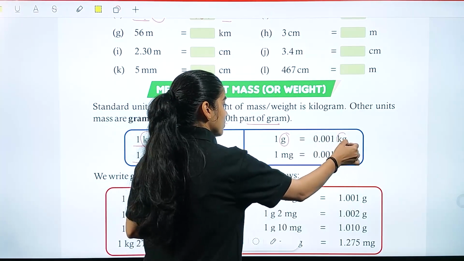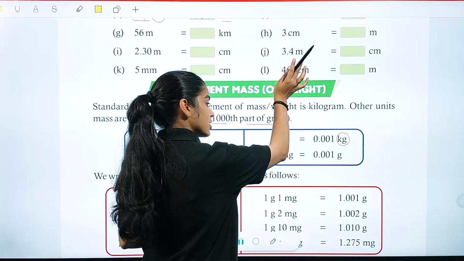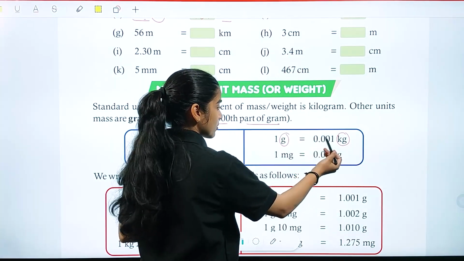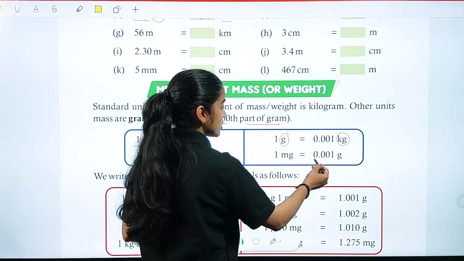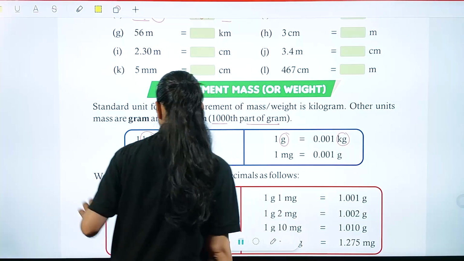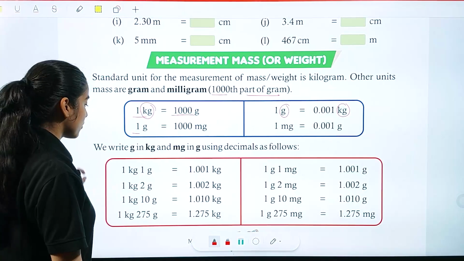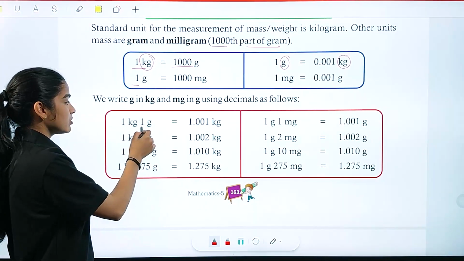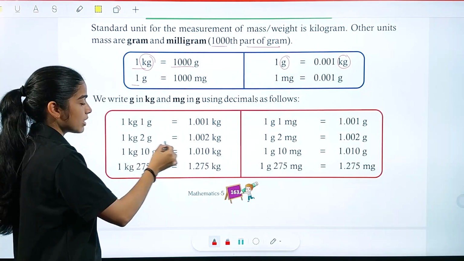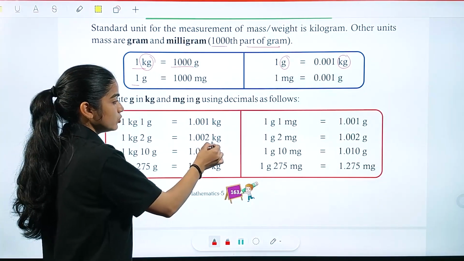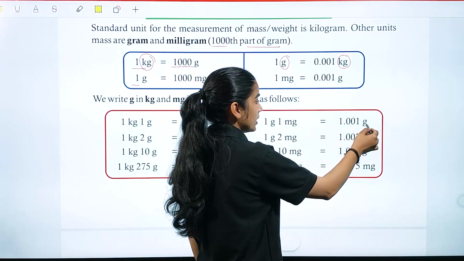Converting a smaller unit into a bigger unit is represented by division, as I explained in the section above for length. So here we also have 1 gram equal to 0.001 kilogram. 1 milligram is equal to 0.001 gram. Now we write gram in kg and milligram in gram using decimals as follows. The same concept: 1 kg 1 gram will be 1.001 kg. 1 kg 2 gram will be 1.002 kg. 1 gram 1 milligram will be 1.001 gram.